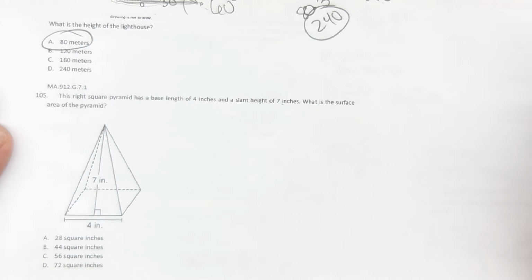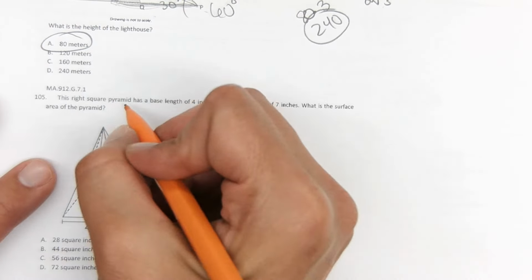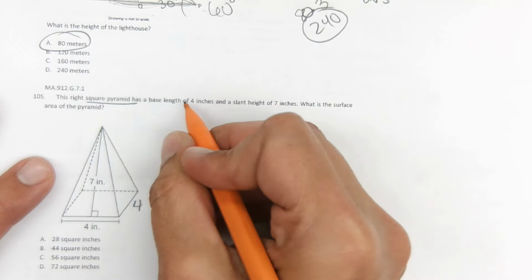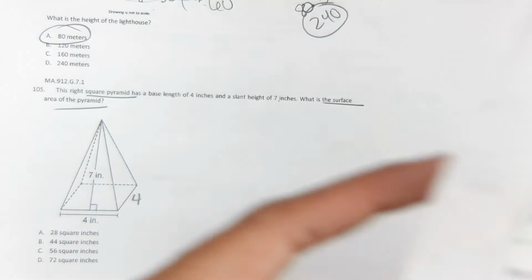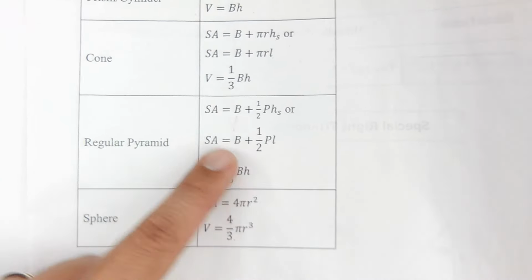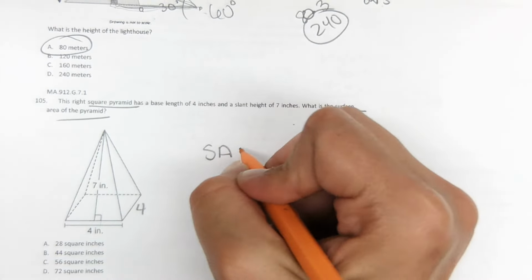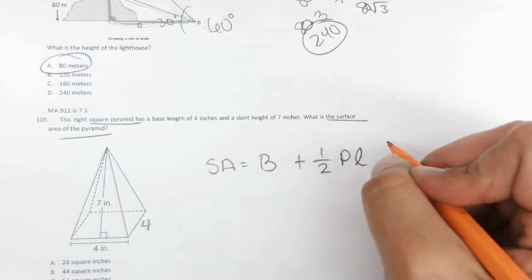105. Last one. The right square pyramid has a base length of 4 inches. Square pyramid, so 4 by 4. Slant height of 7 inches. What is the surface area? So go to your reference sheet. Surface area of a pyramid. Right here. Surface area equals area of the base plus 1/2 the perimeter times slant height.